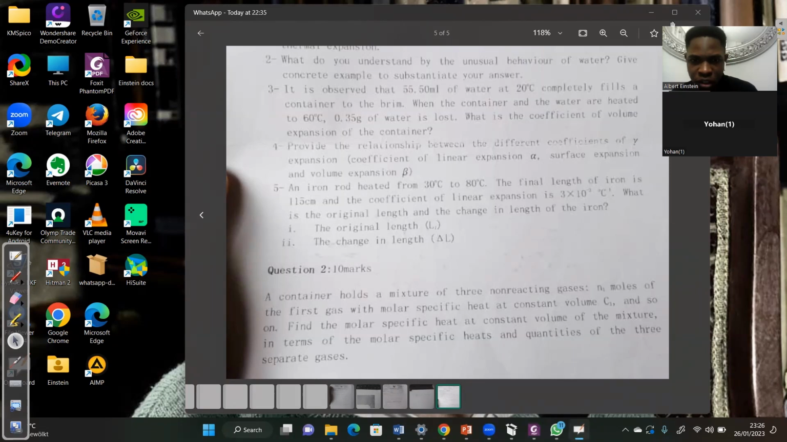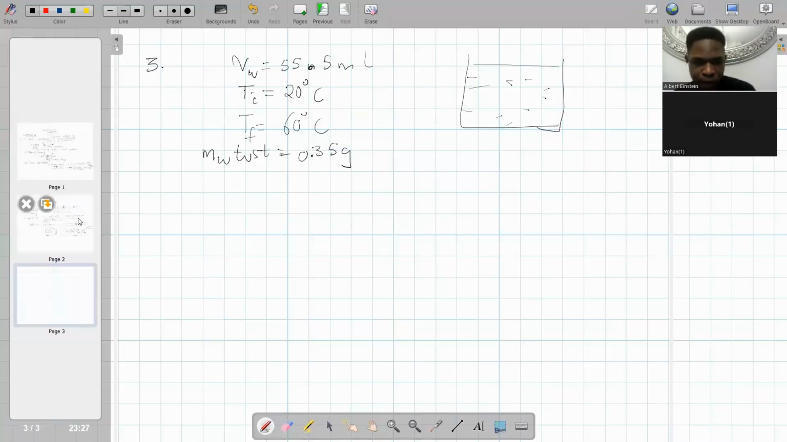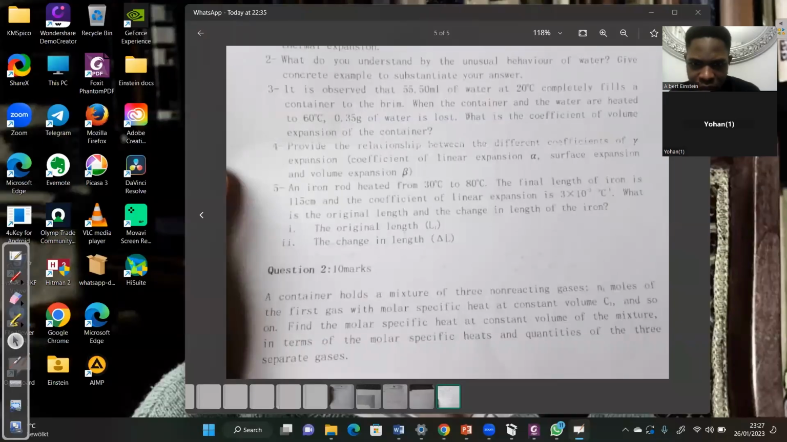What is the coefficient of volume expansion of the container? Or of the water? It is the water that expands, not the container. I'm surprised they say this; I think here you should have the water, because I don't think that the container expands. Exactly, the container doesn't change.